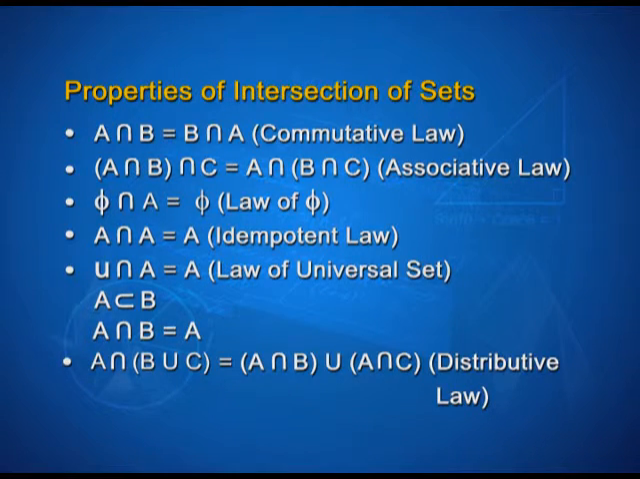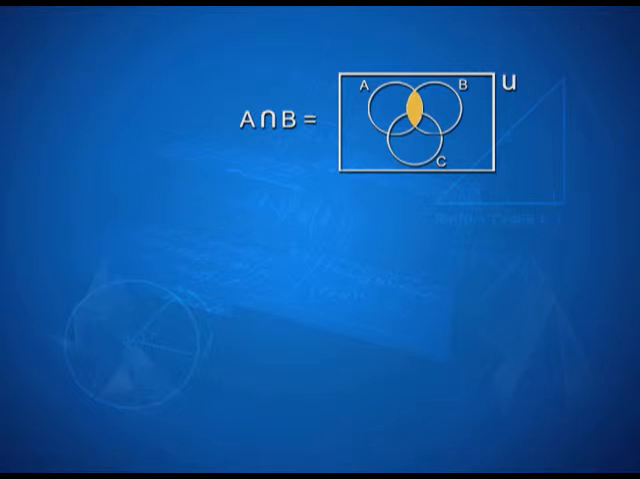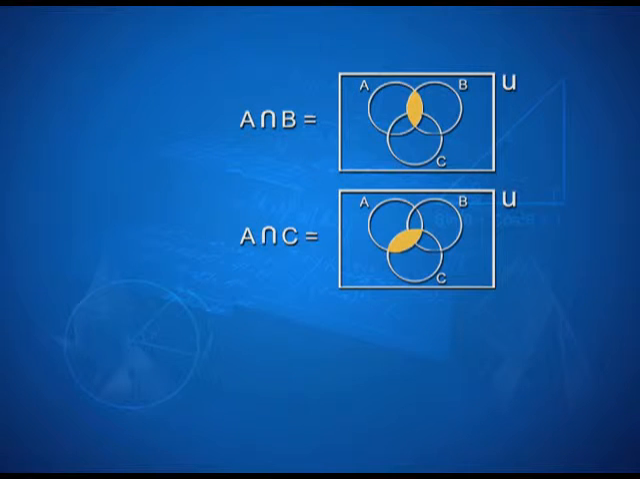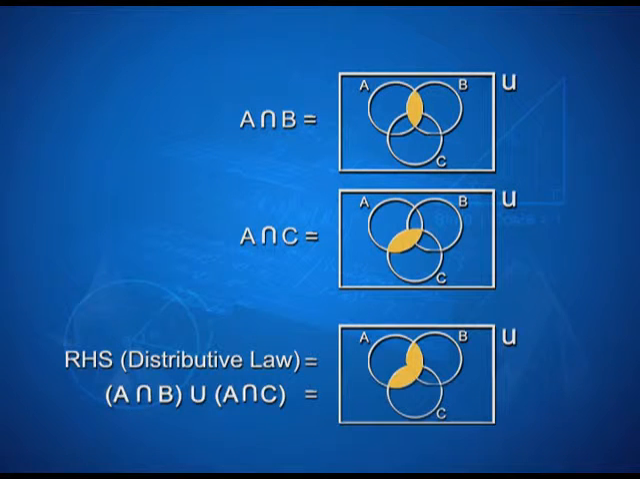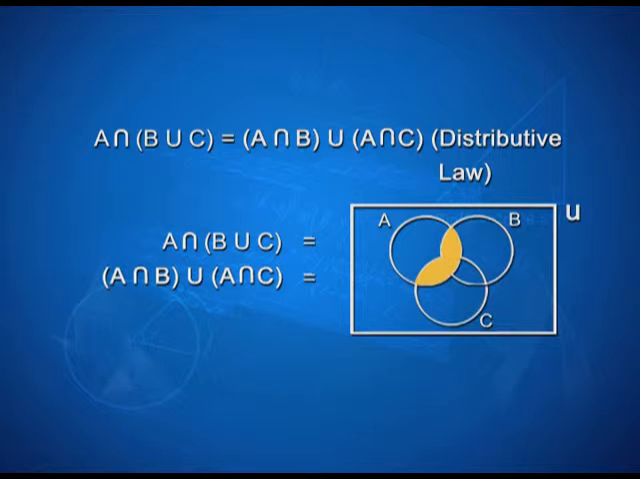Now, coming to the right hand side of the distributive law, we have (A intersection B) union (A intersection C). Drawing the Venn diagram of A intersection B, we can see that this shaded part represents A intersection B. Drawing the Venn diagram of A intersection C, we can see that this shaded part is represented as A intersection C. But when I do the union of both these Venn diagrams, I will get (A intersection B) union (A intersection C). The Venn diagram will be represented like this. This shaded region represents my right hand side. Now we can see that the left hand side and the right hand side of the distributive law is verified with the help of the Venn diagrams.